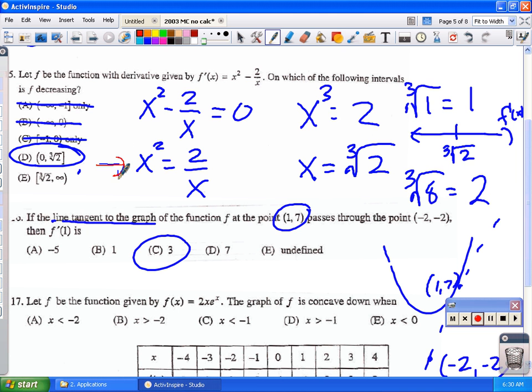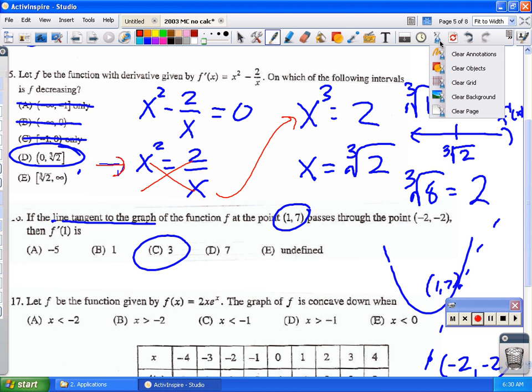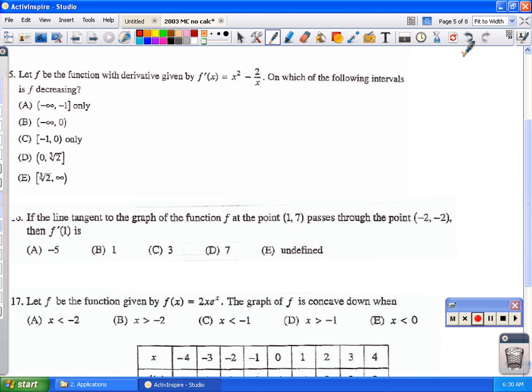So I added 2 over x to both sides. Then I'm going to cross multiply, and so that gives me x cubed is equal to 2. I'm going to take the cube root of both sides, and I get 1. Now also I have another critical number. You know what, let me just redo this problem just so you can see the whole thing. I'll just get rid of all that. Alright, so let's start again.